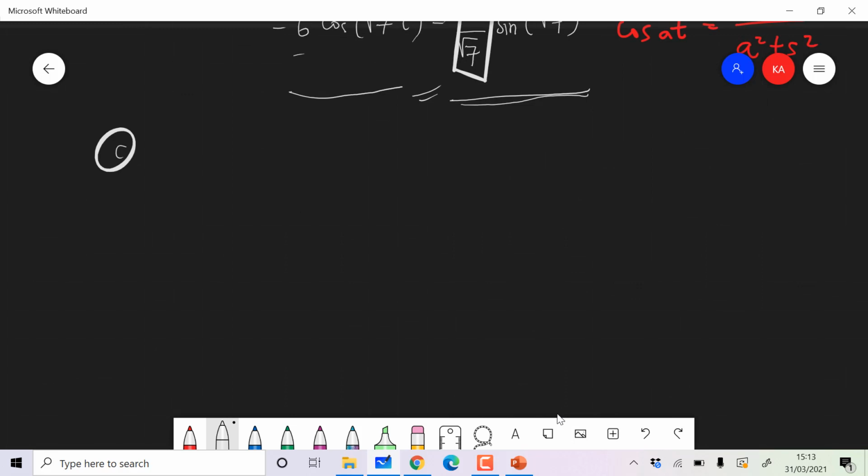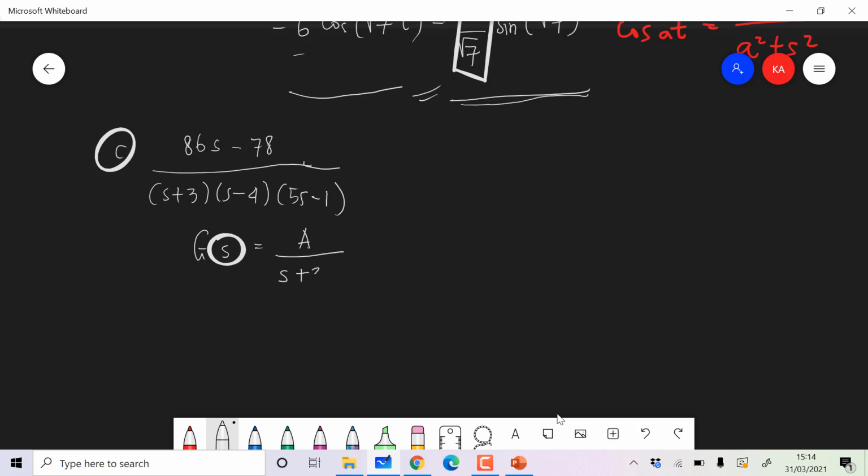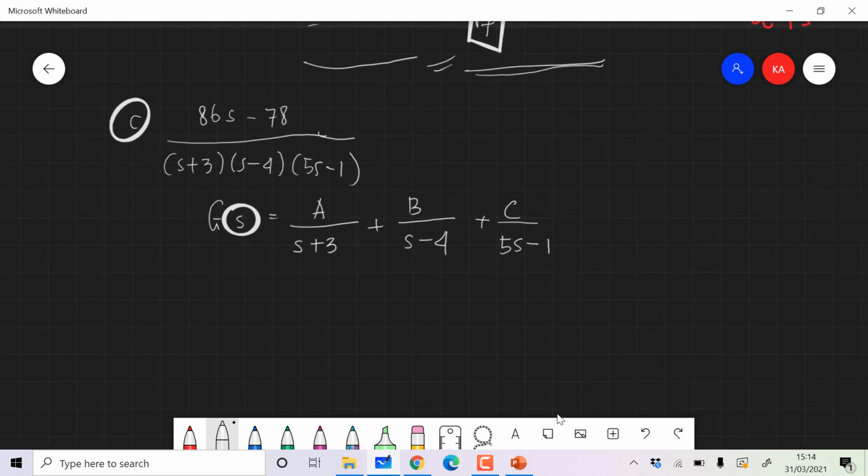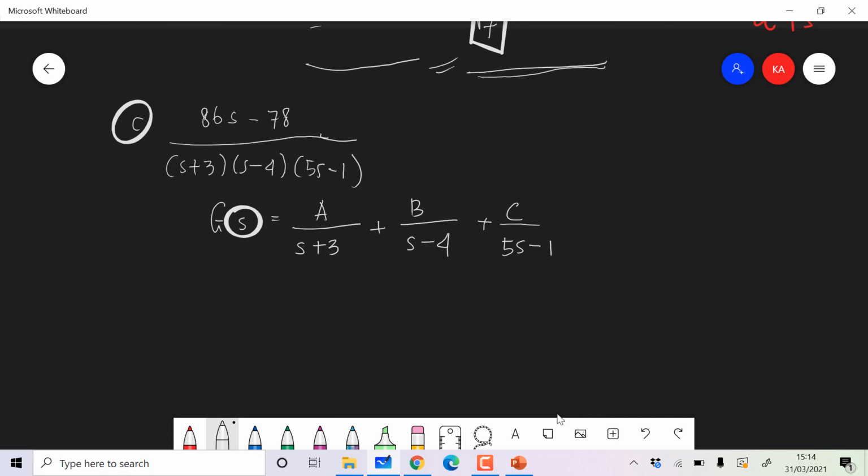another technique to use the inverse Laplace, I will show you in number C. Okay, this is the C. So what is the inverse transform of this function? We can write it like this: A per s plus 3 plus B per s minus 4 plus C per 5s minus 1. This is the partial fraction decomposition of this function.